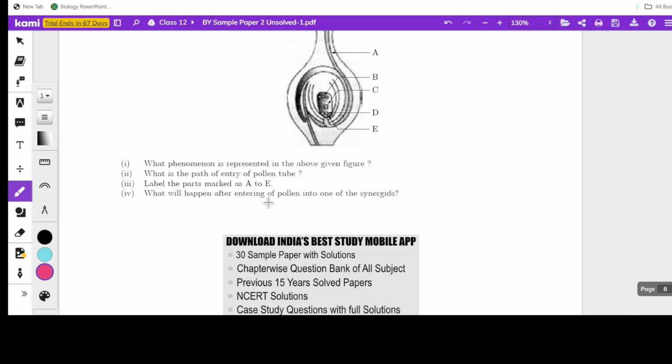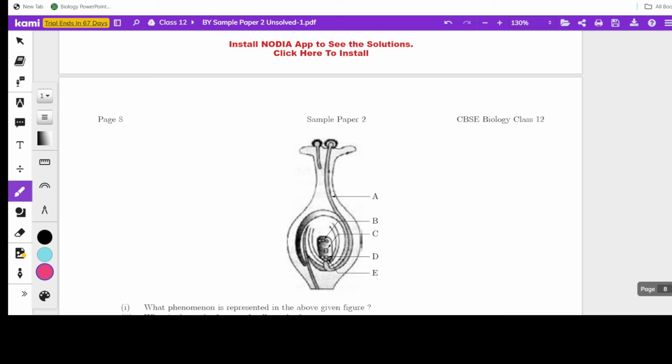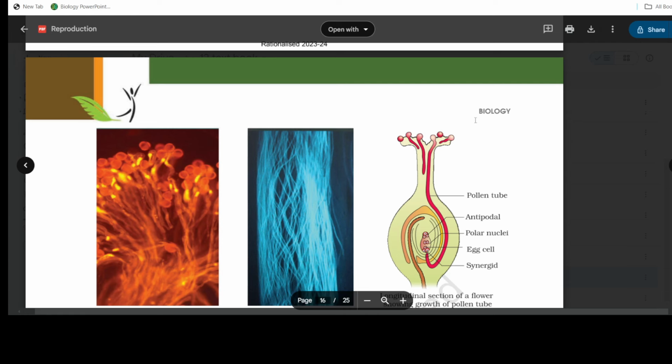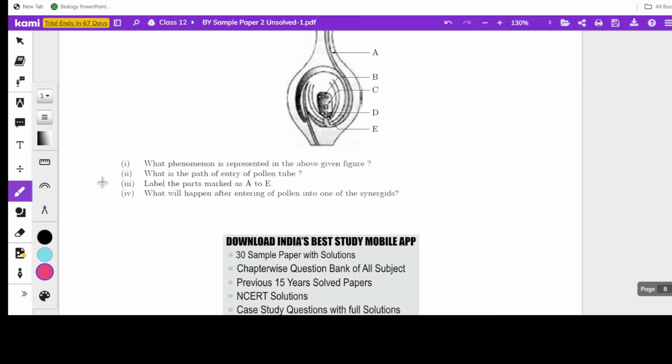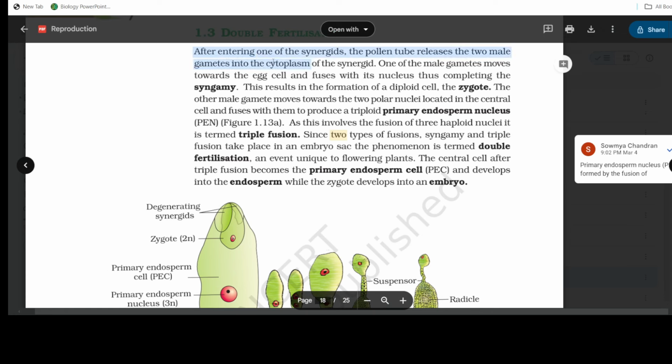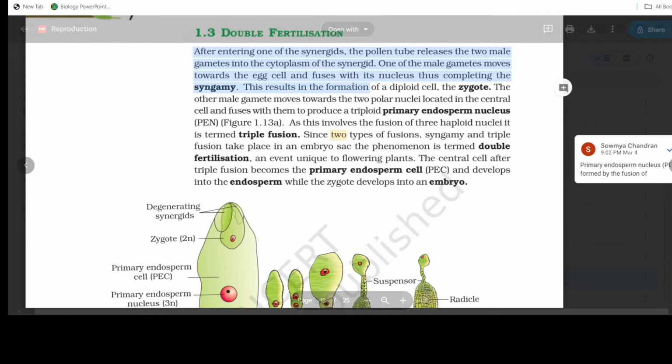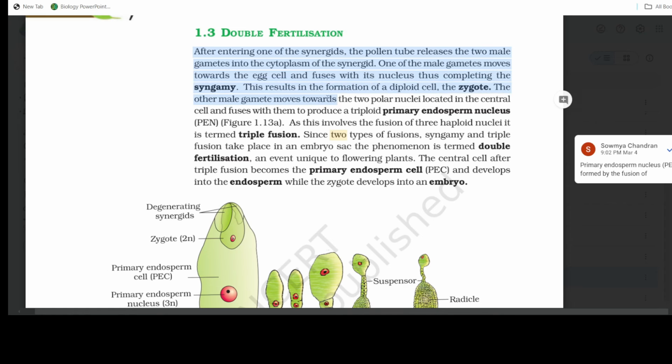Now we have to label the parts A to E. Exactly the same figure is given in your textbook. Look at the figure and learn all the parts: pollen tube, antipodals, polar nuclei, egg cell, and synergid. What will happen after the pollen tube enters one of the synergids? After entering one of the synergids, the pollen tube releases the male gametes into the cytoplasm of the synergid. One of the male gametes moves towards the egg and fuses with its nucleus, thus completing syngamy and forming the diploid zygote.